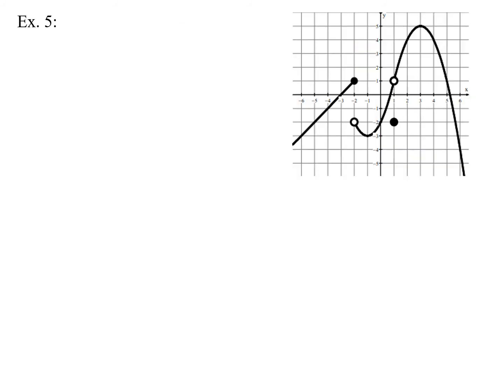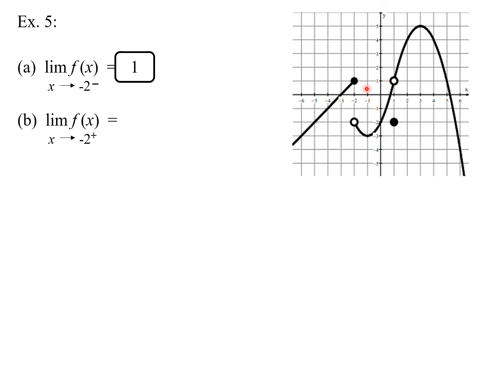All right, now let's do this example. We're given this graph. The limit of f of x as x approaches -2 from the left: there's x equals -2, we're approaching from the negative side, from the left, and it approaches a value of 1. What about this one? Now we're approaching -2 from the positive side, so from the right. The one-sided limit is there, and that is -2.